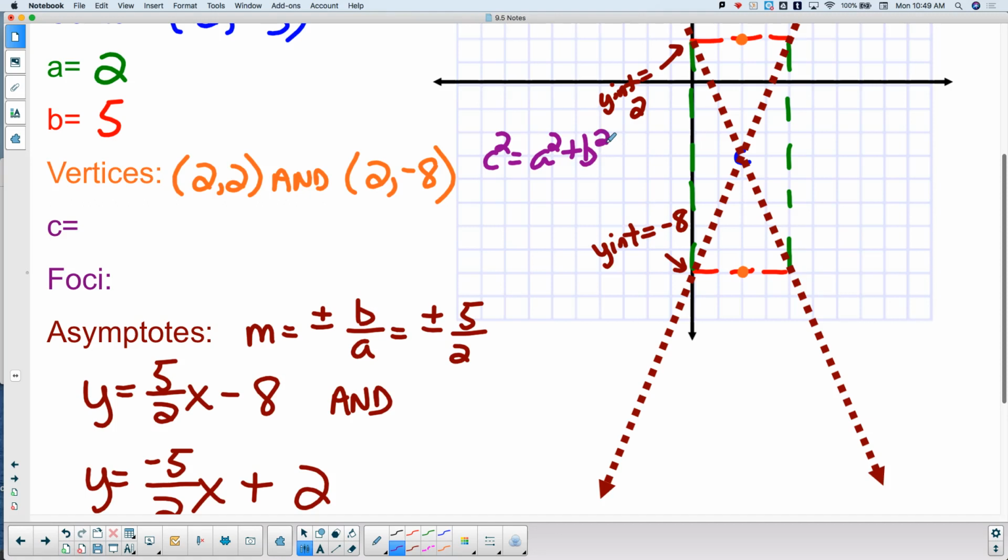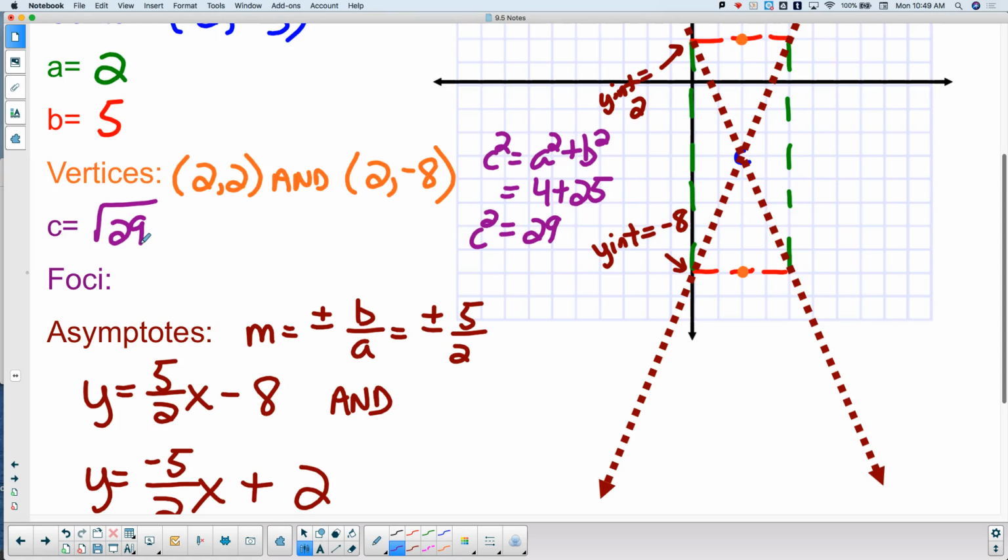Which is 4. MDX, B squared? 25. So this is really 4 plus 25. 4 plus 25 is 29. But that's C squared, right? So Marls, what is C? It would just be the square root of 29 because there's no perfect square factors in 29. Love it. Up and down or left and right? Which way? Up and down.